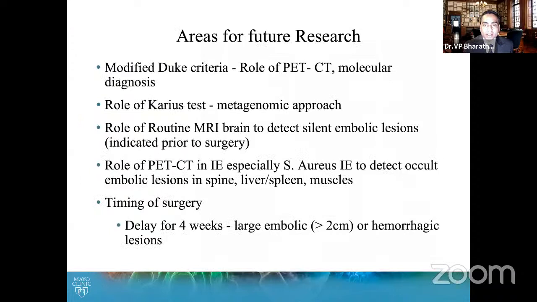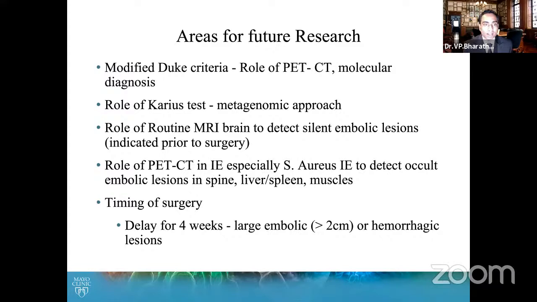We still don't know a lot about endocarditis. Areas of future research include the role of PET CT, the role of molecular diagnosis, and the role of the Karius test. It is a new test using a metagenomic approach to diagnose endocarditis. Very few data are available right now. Sometimes it can be challenging to interpret a positive test result because it might pick up transient bacteremia, and the positive pathogen that you see in the Karius test may not correlate with what's involving the heart valve.